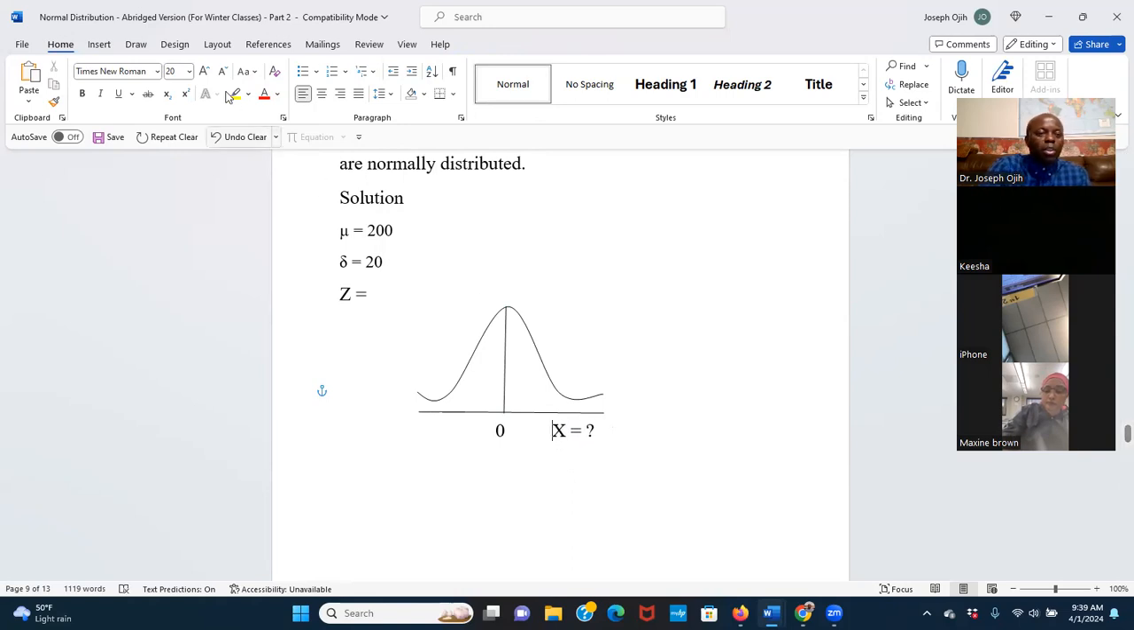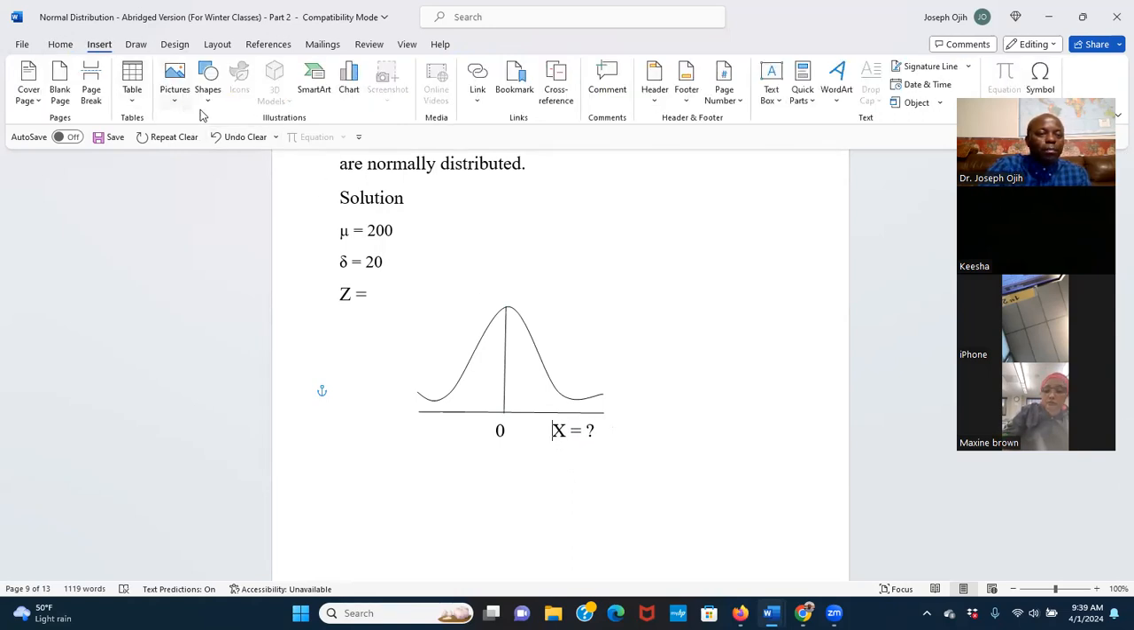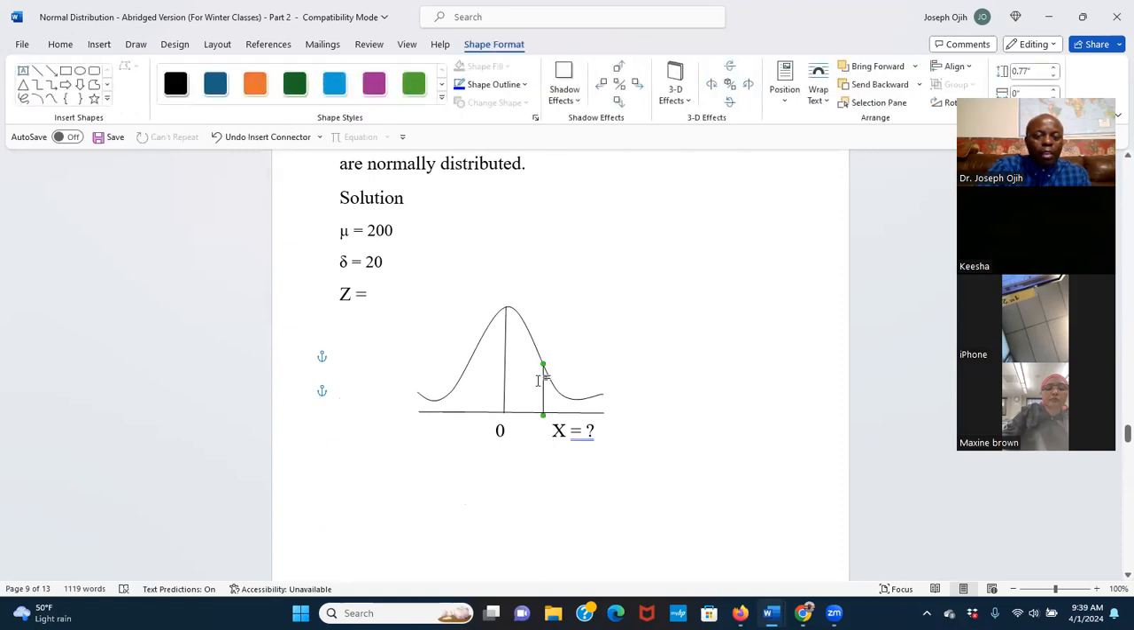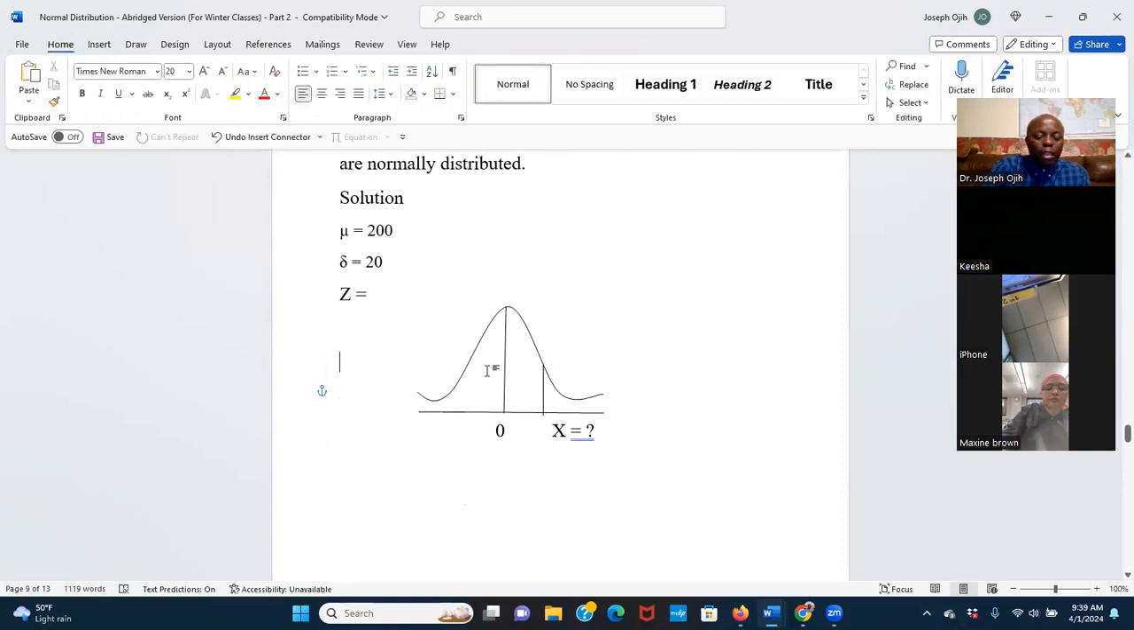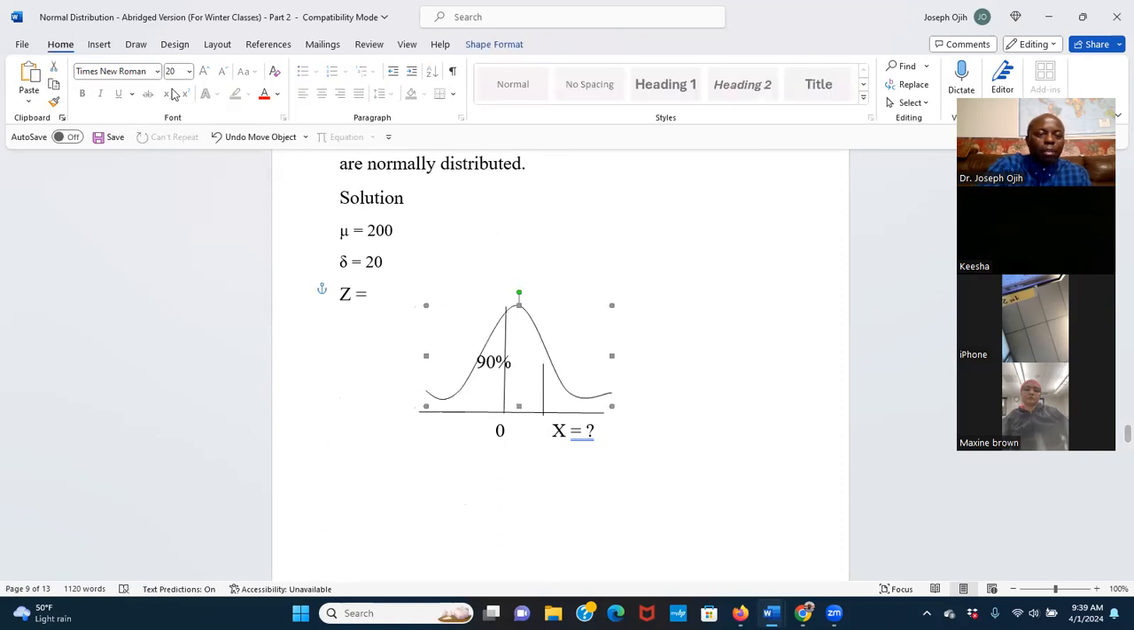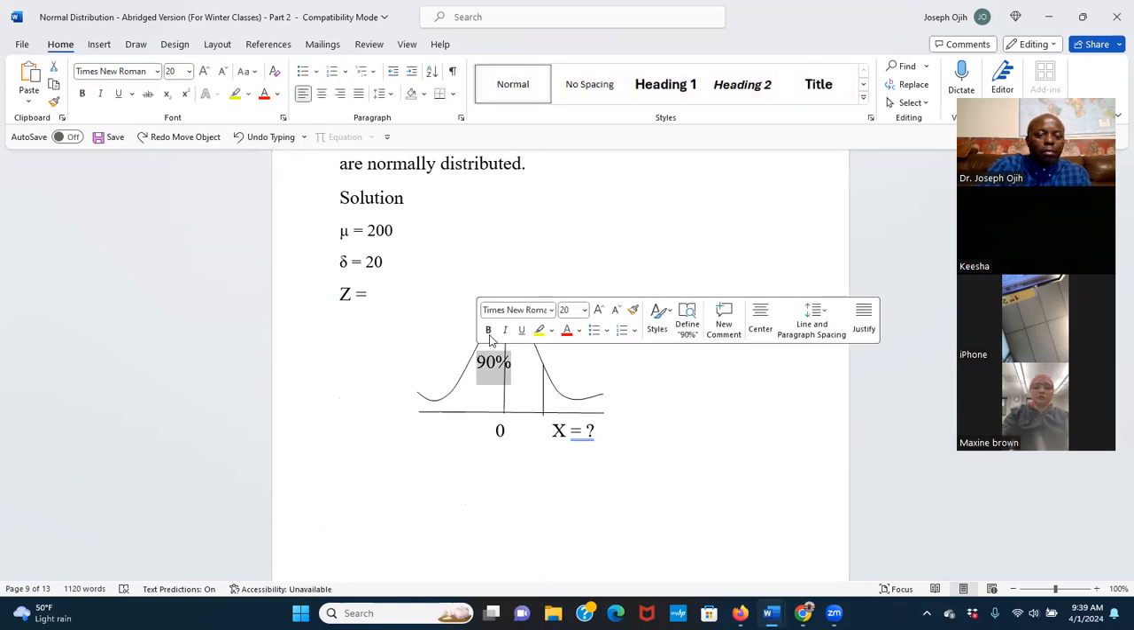The score must be in the top 10%. That means this is the line that demarcates 90%. But we are talking about the top 10%.